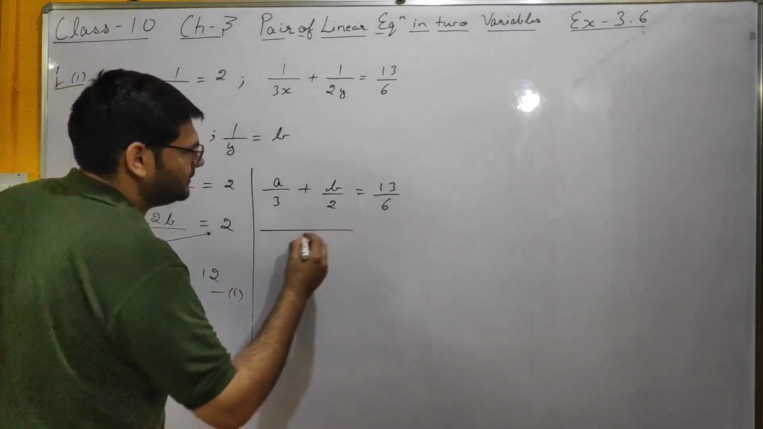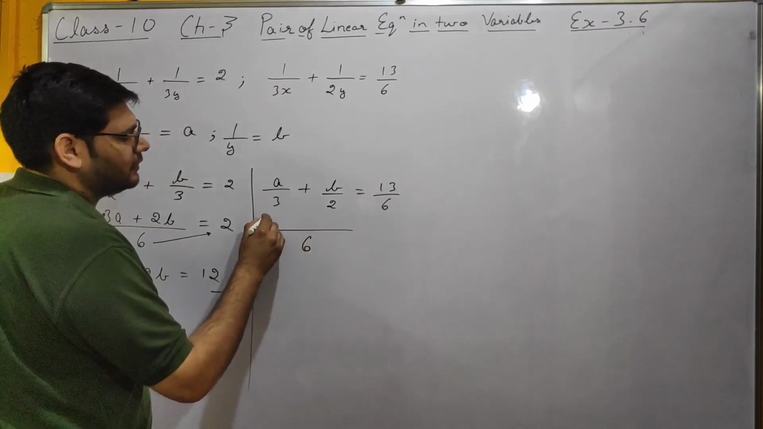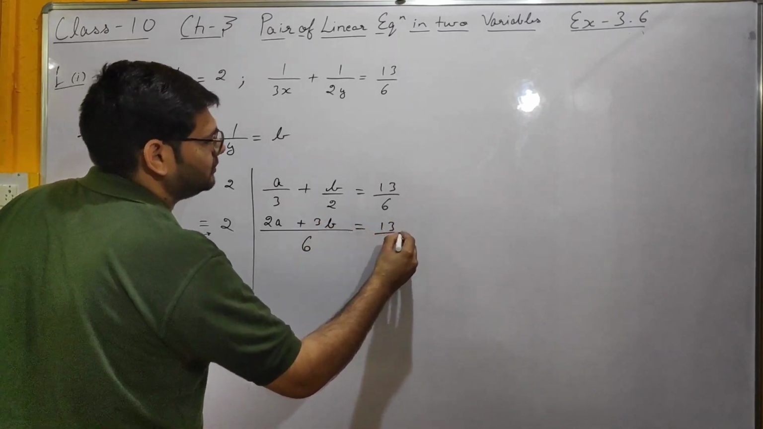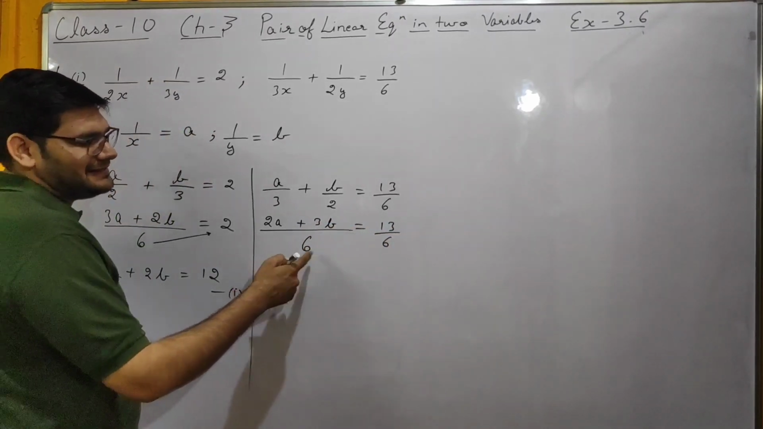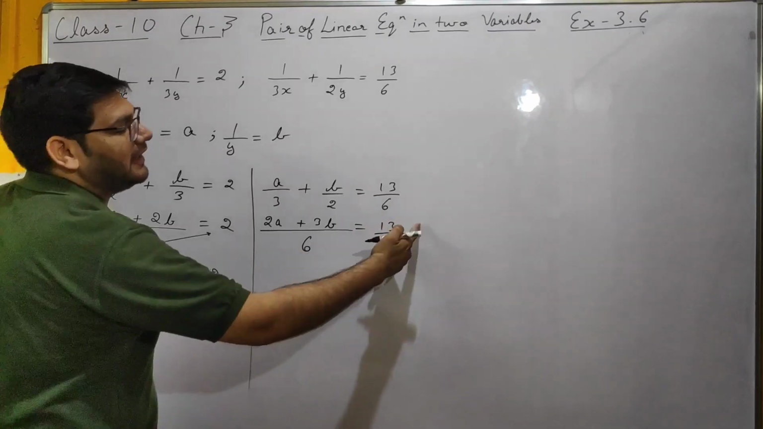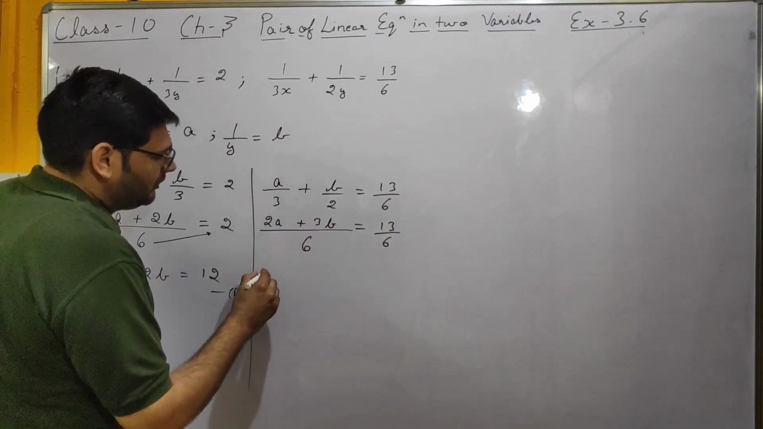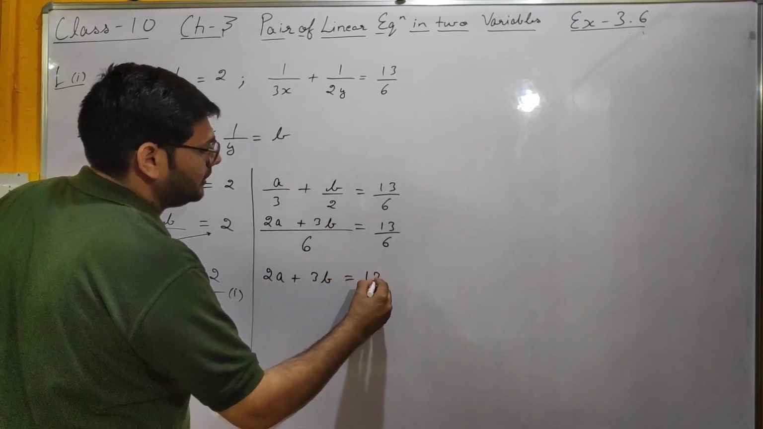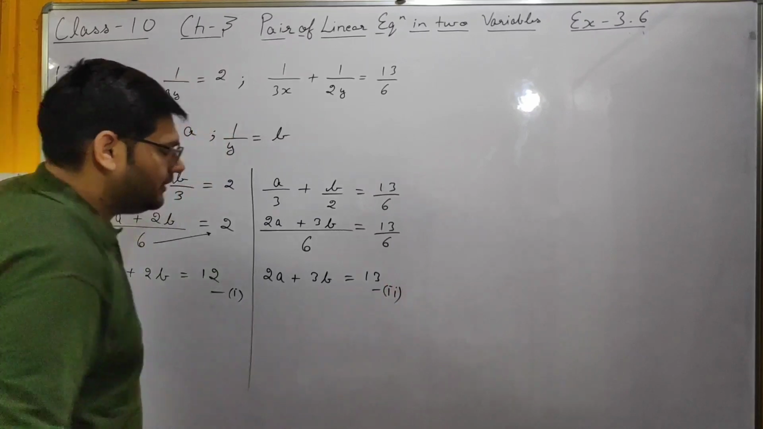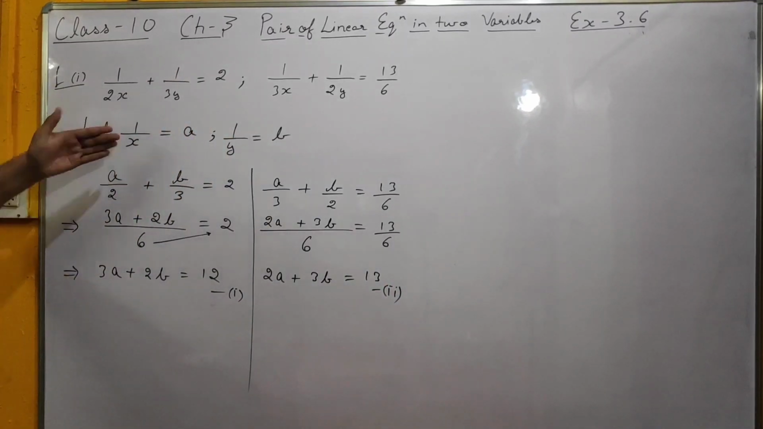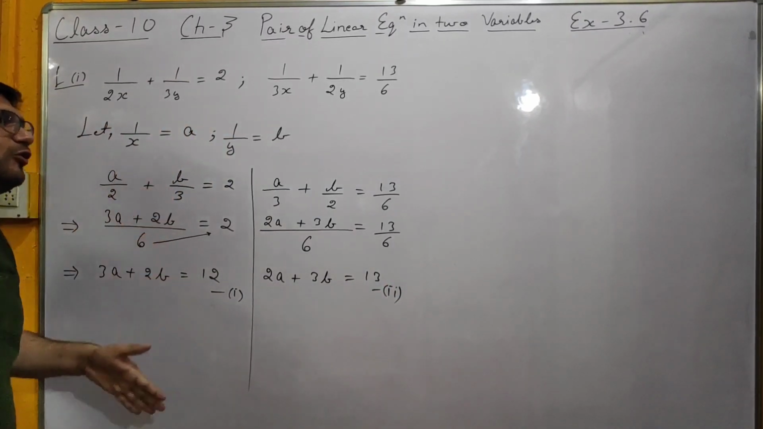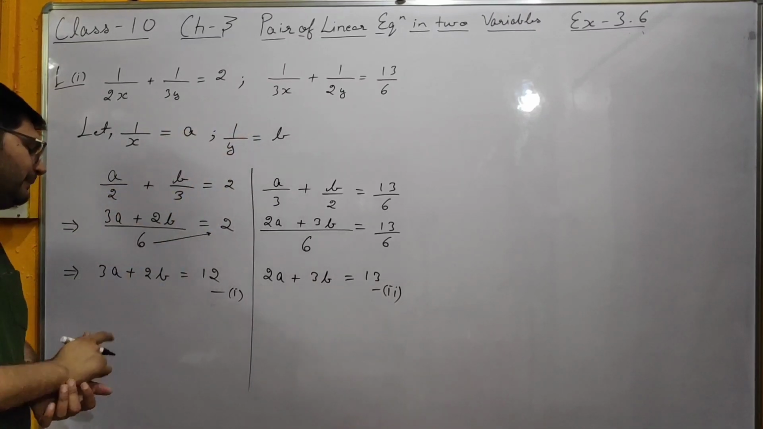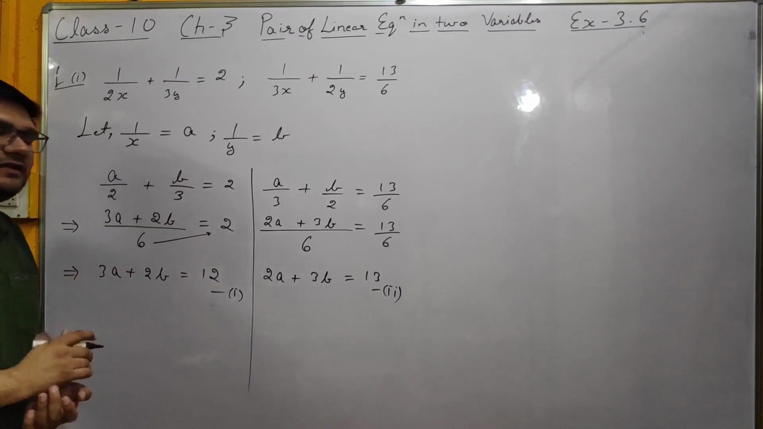Similarly, we will solve it. LCM is 6. 2a plus 3b equals to 13 by 6. We can say 6 in the denominator. When we cross multiply it, they will be cancelled. So what will be left? 2a plus 3b equals to 13. Now we have the second equation. So this is the reducing method, my dear students. This is known as reducing. And now we have reduced these given equations to the standard form of a pair of linear equations in two variables.